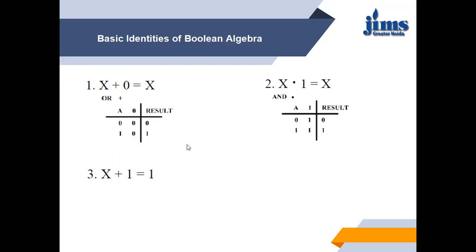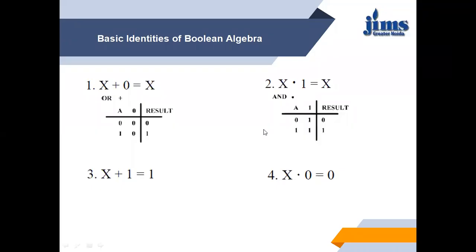Next postulate, if we OR x with 1, then the output will be 1, because for the OR operation, if any of the inputs is 1, then the output is 1. So x may be 0, then 0 OR 1 is 1. X may be 1, then 1 OR 1 is 1. X AND 0 is 0, because one input is 0, so the output is 0. For the AND operation, if any of the inputs is 0, the output is 0.